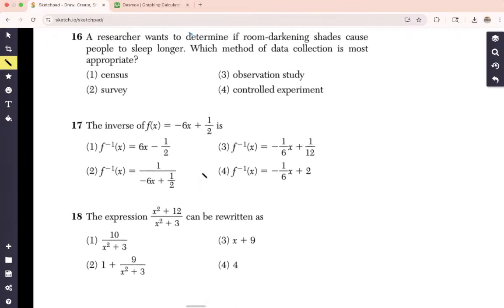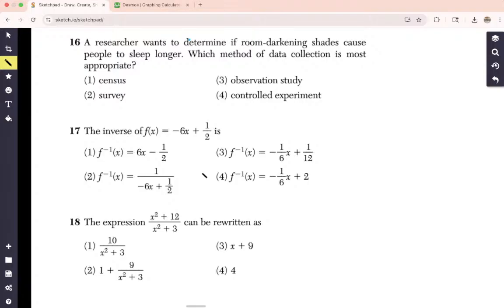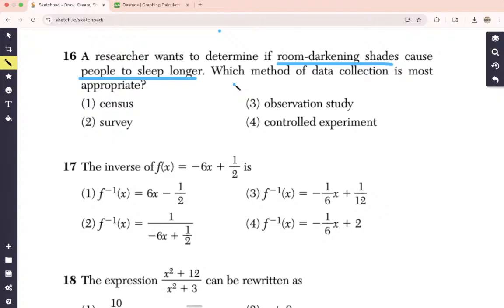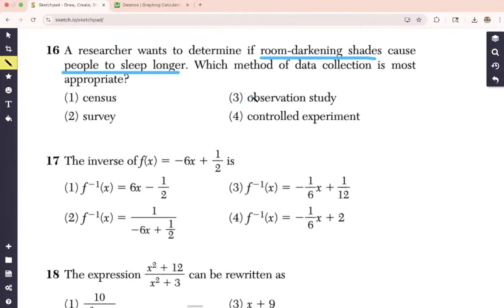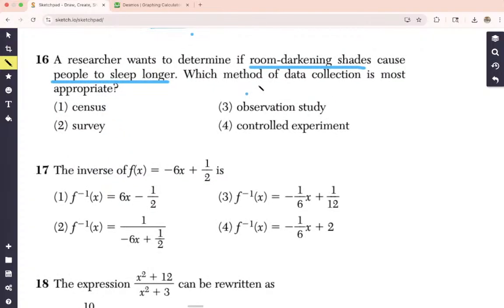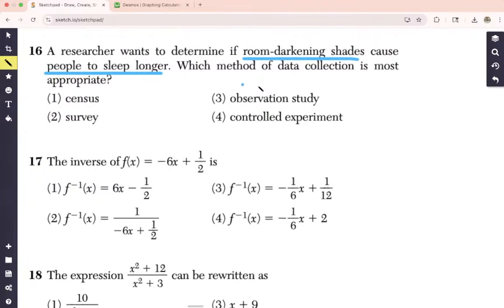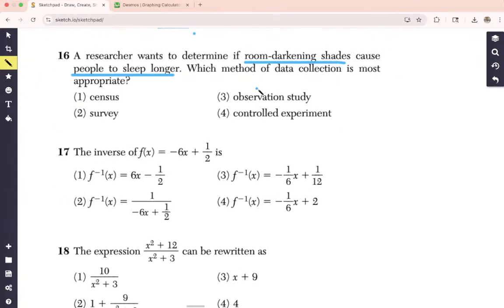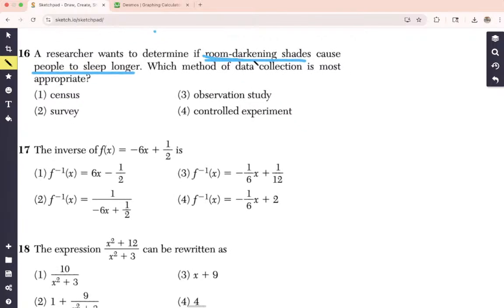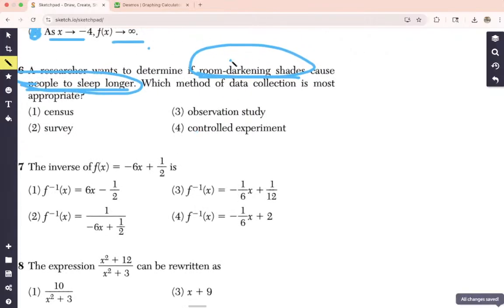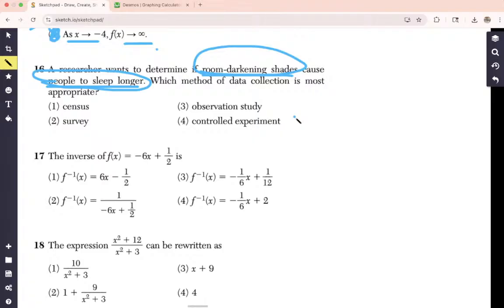All right. A researcher wants to determine if room darkening shades cause people to sleep longer. Which method of data collection is most appropriate? Room darkening shades cause people... This kind of looks like an experiment, right? If you want to determine if these things cause another thing to happen, well, this looks like an experiment.